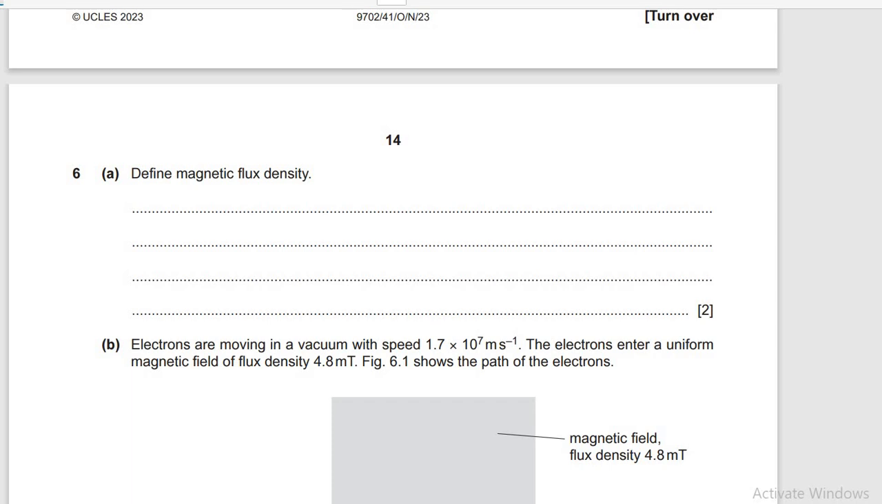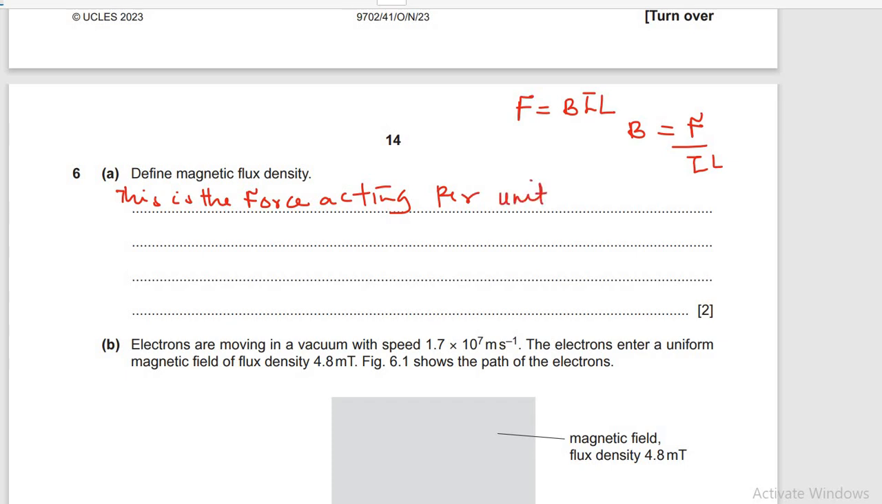Next question. Define magnetic flux density. F equals BIL, where B is the magnetic flux density. So B is F over IL. So I can say magnetic flux density is the force acting per unit length on a conductor carrying current.